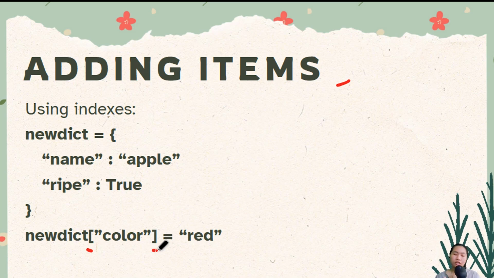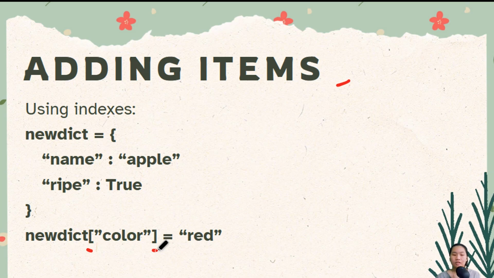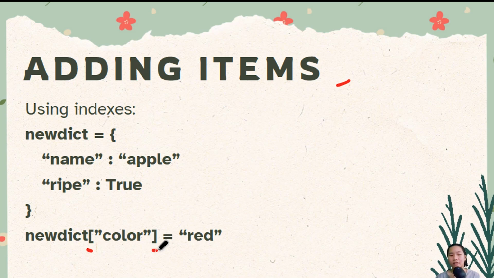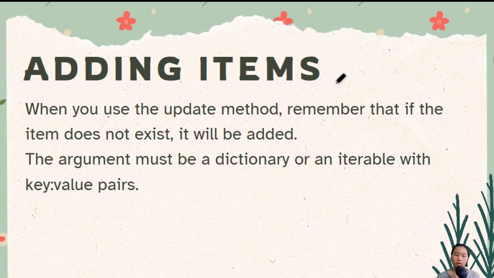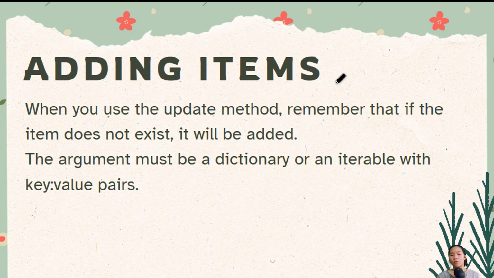Now I have a new dictionary with the name apple, and ripe is true. And after this statement, new dictionary color, red, another key and value pair will be added, which is color and red.